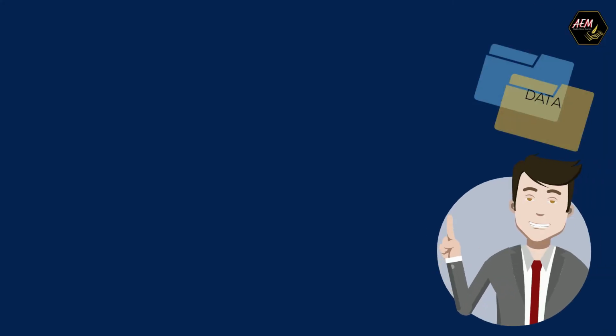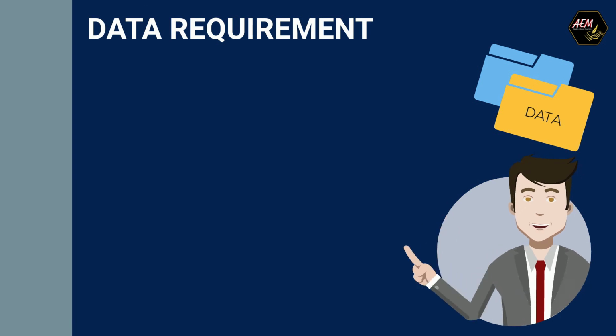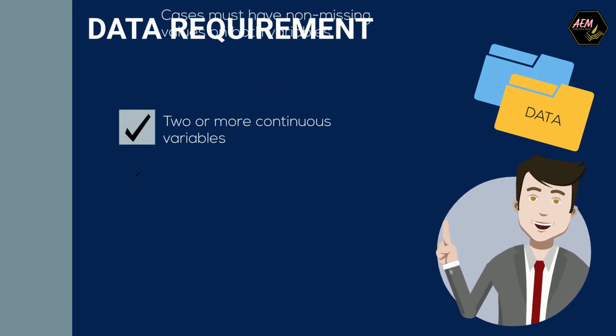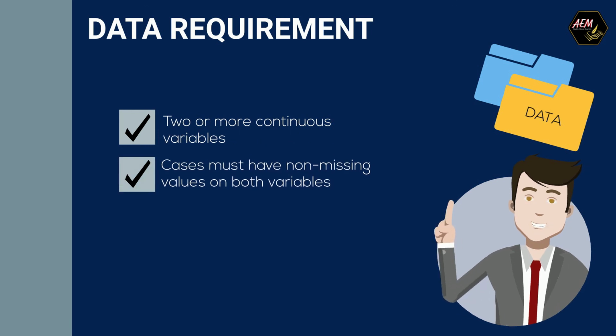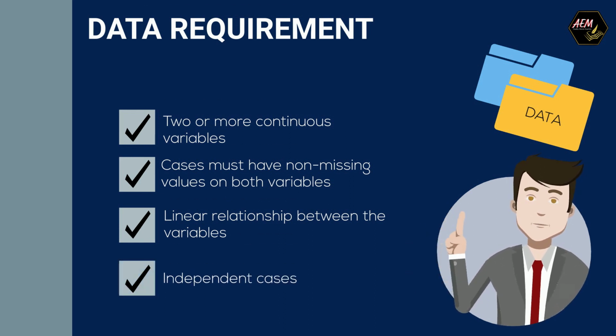To use Pearson correlation, your data must meet the following requirements. 1. Two or more continuous variables, for example, interval or ratio level. 2. Cases must have non-missing values on both variables. 3. Linear relationship between the variables. 4. Independent cases, for instance, independence of observations.